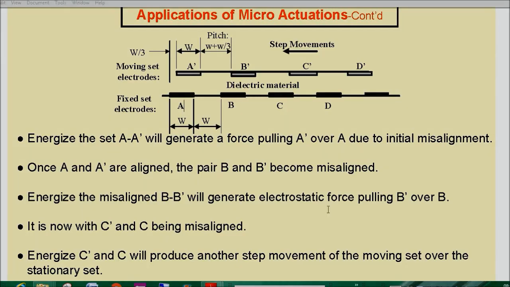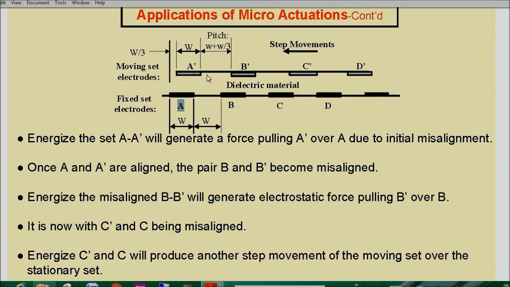So again, these electrodes have the length W. The bottom base plate has an electrode of pitch W. This is also a pitch W, that is for A. This is for A dash. The top base plate has a slightly different pitch. You can see the distance between these two.